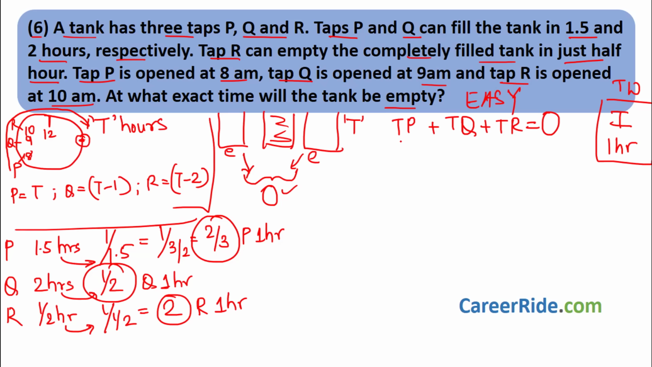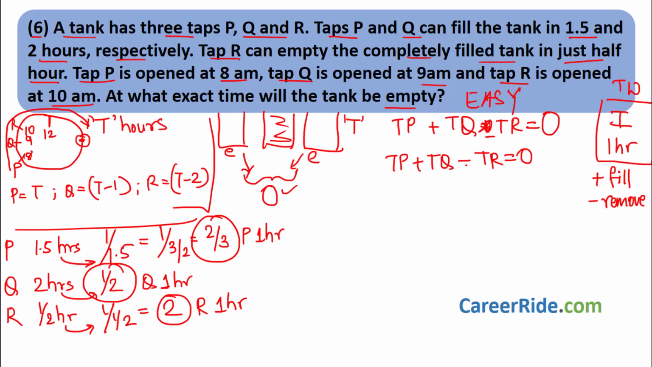This is not the 1 hour work, this is the entire total work done by P, Q and R, which is 0, right? Now what have we learnt at the start? When we fill the tank we take plus, when we remove water we take minus. Over here P and Q are filling the tank, so we took plus, plus. R is removing water, so we have to have minus. So what do we get? Total work of P plus total work of Q minus total work of R is 0.